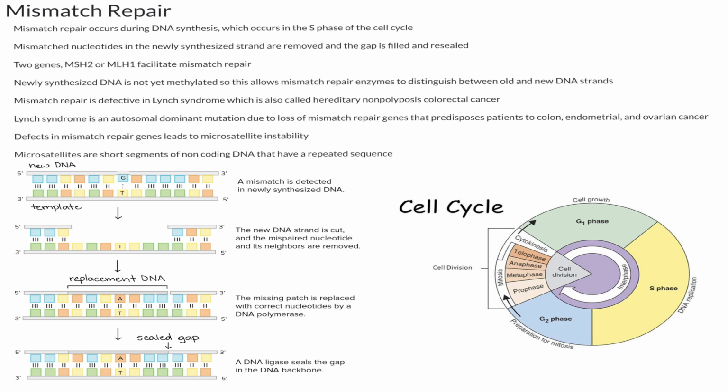So quick summary of this video. Mismatch repair occurs during DNA synthesis, which occurs during the S phase of the cell cycle, where DNA is being made. And then the mismatched nucleotides, two important genes maybe to remember, MSH2 or MLH1. You need a way to tell between newly synthesized DNA and old DNA, so look for which one is methylated versus which one is not. And lastly, issues with mismatch repair can lead to an autosomal dominant disease called Lynch Syndrome.